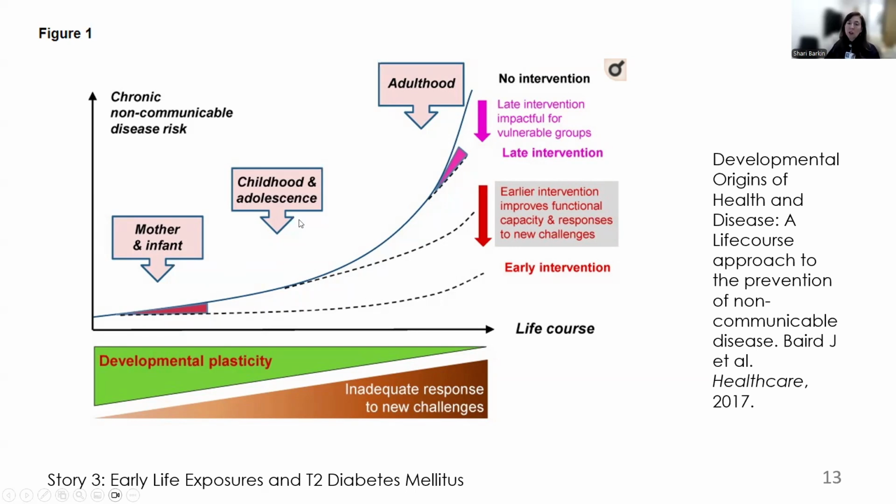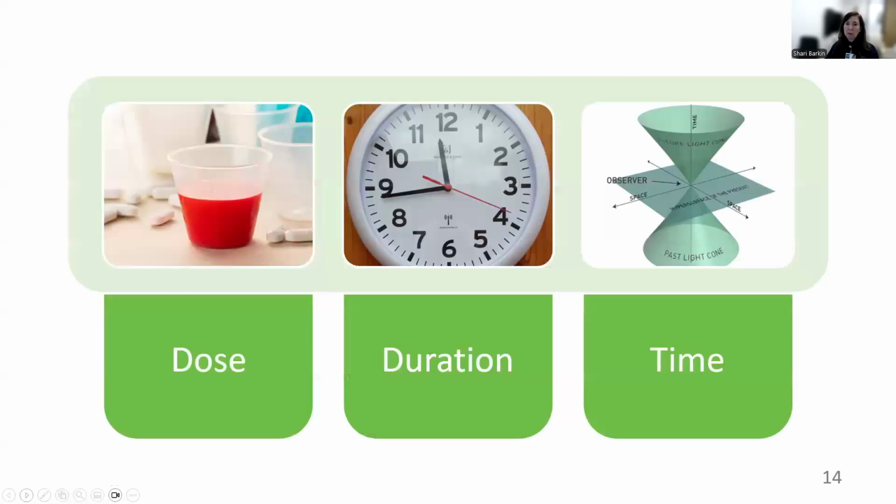It doesn't mean we shouldn't intervene in childhood and adolescence. And my team, we tend to focus on preschool periods of life. It just means that the intervention, the timing will affect the dose and duration, and the outcome will have a different delta. So if you're intervening sooner, you can have a much higher delta than if you're intervening later. So that's the basic concept of life course. Timing, dose, and duration matters.